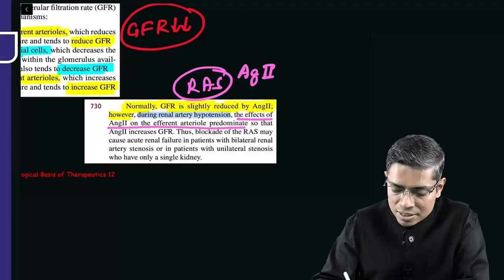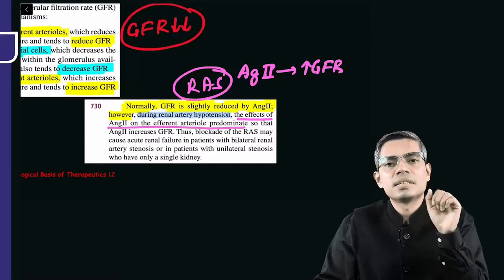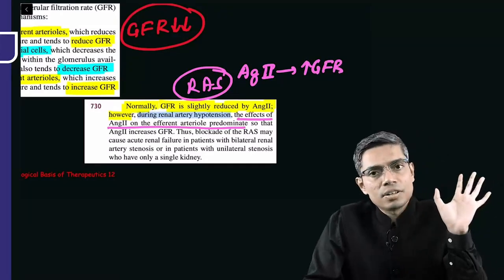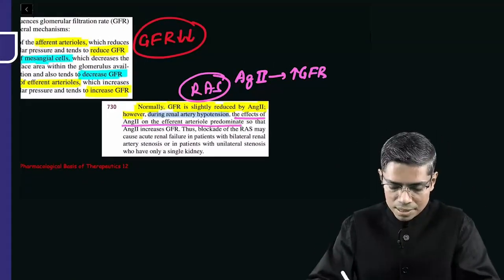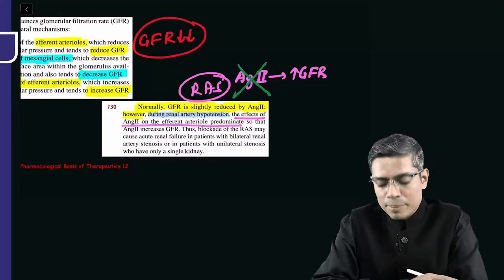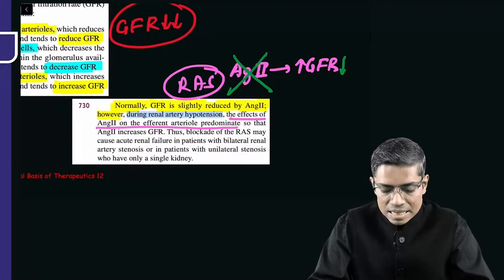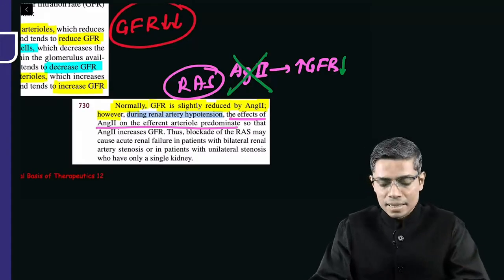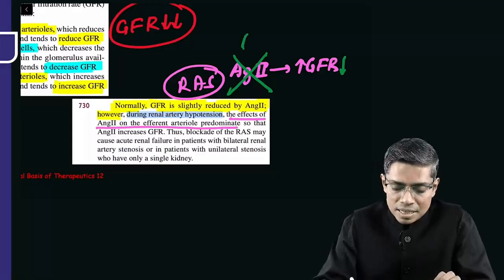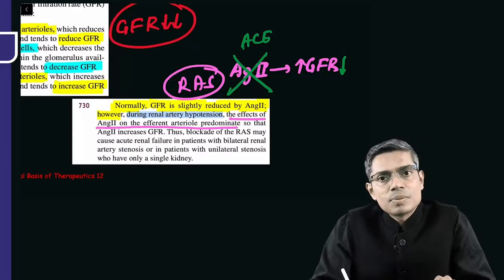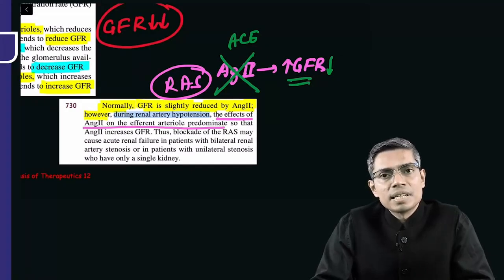How beneficial? It is trying to increase your GFR by constricting the efferent arteriole more than the afferent arteriole. So if you block this angiotensin II, what will happen? Your GFR will fall, and that's why it is said that ACE inhibitor is contraindicated in renal artery stenosis, because if you give an ACE inhibitor, it will cause decreased production of angiotensin II, and that will lead to reduction in GFR and renal failure may happen.